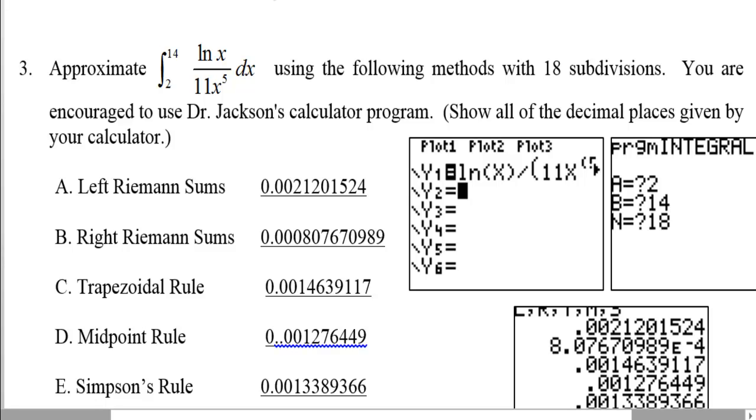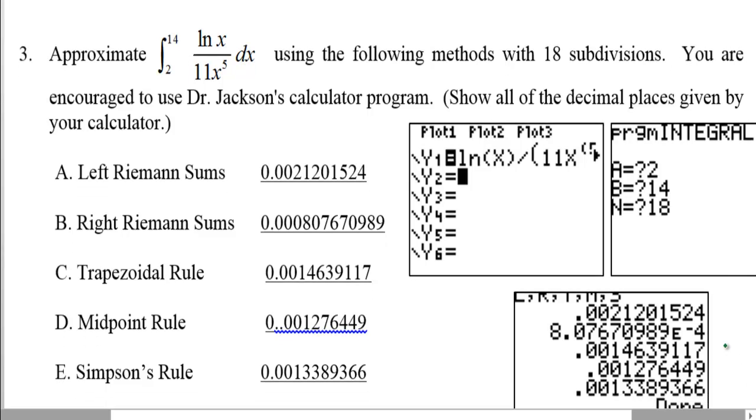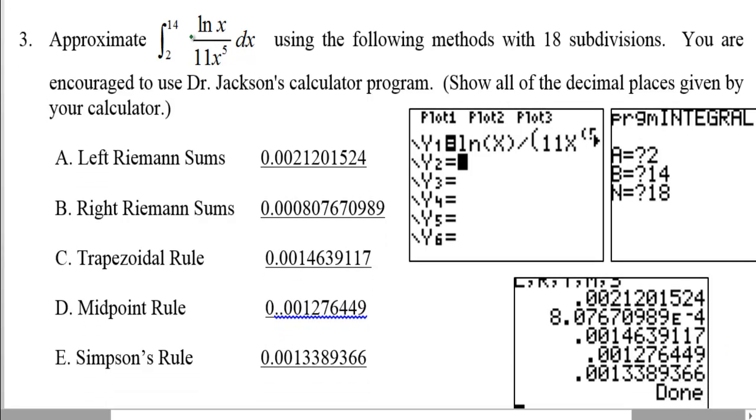Now, the next thing we're going to do is use this same process, but we're going to take this function here from 2 to 14, integrate ln of x over 11x to the 5th dx, and we're going to use this with 18 subdivisions, what I would call 18 subdivisions for all of these. Some books would call that 18 for the first 4 and 36 for the last one.